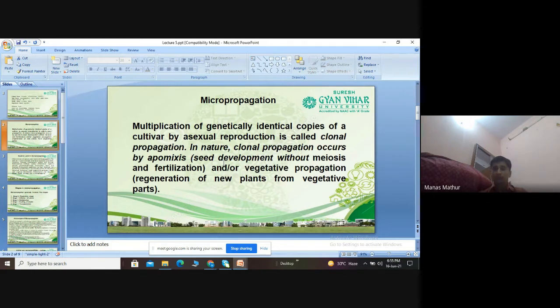In nature, this clonal propagation occurs by apomixis. What is apomixis? It is seed development without meiosis and fertilization. Or vegetative propagation. What is meant by vegetative propagation? It means regeneration of new plants from vegetative parts.